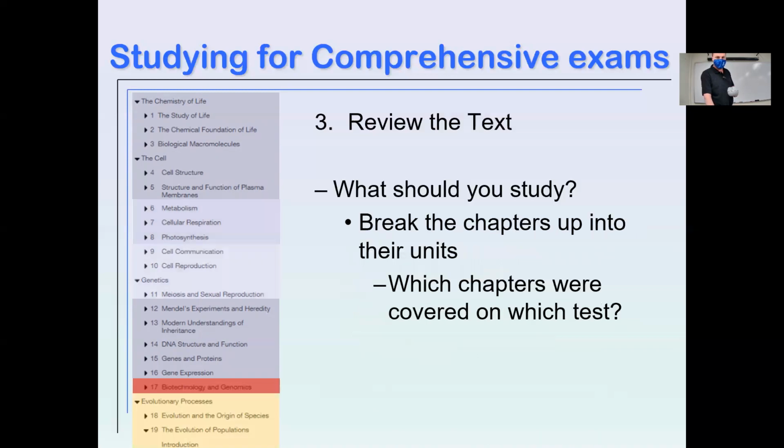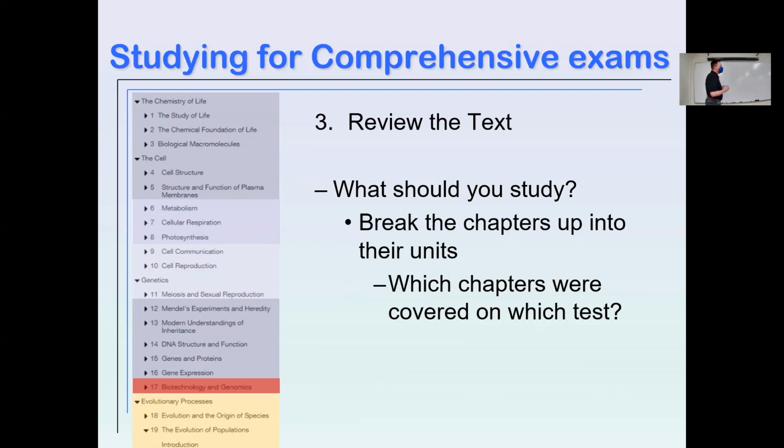Okay? All right. Break it up into its units. Break it up into the pieces. Cut the elephant into small bites. Look at it in terms of, all right, these chapters went with test 1. These chapters went with test 2, and so on. And then try to approach it systematically that way.